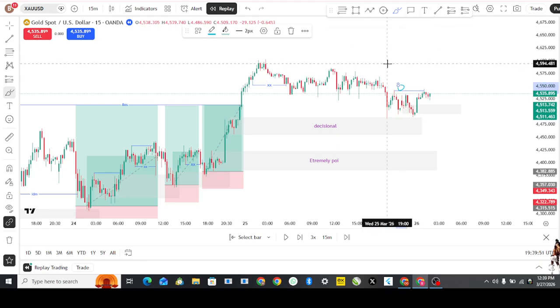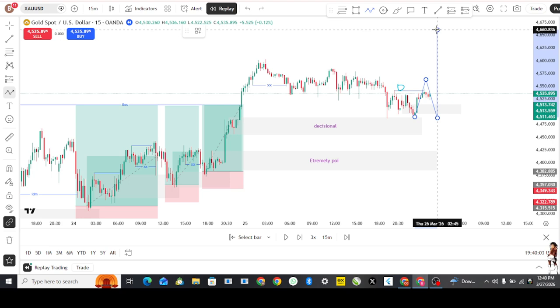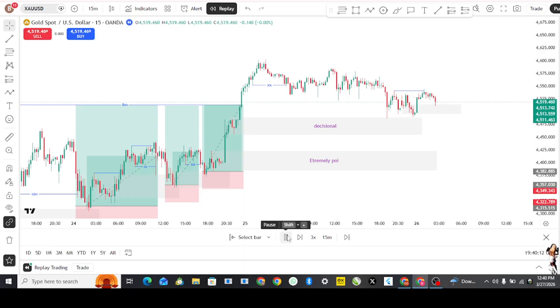We need to have a push from this zone that closes above here. Then we'll know that this zone is going to hold. Then they pull back to this other block, and then we'll buy to this other block. Let's see if we are going to achieve that. Then we'll think of buying.